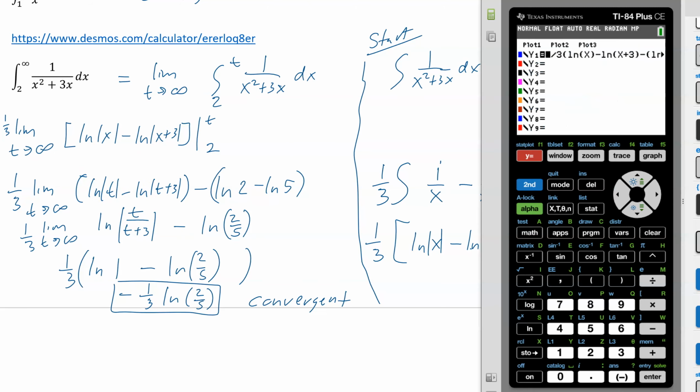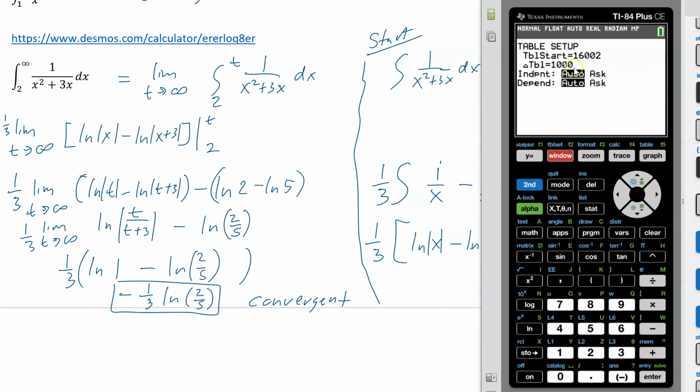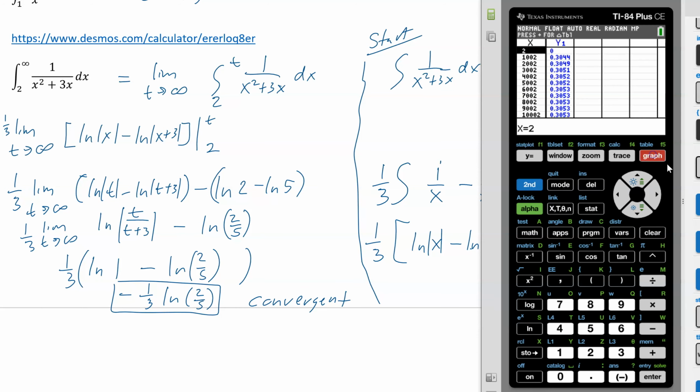Let's look at our TI though. So I've already entered it in. That's our integral right there. What it was, 1/3 ln of x plus 3. So it's this one right here. And then our table set, we're starting at 2, and then we're adding 1,000. So you can look at it as we go all the way out. See, it's approaching what we were looking for, which is our negative 1/3 ln of 2/5. And you can check that in your calculator as well.